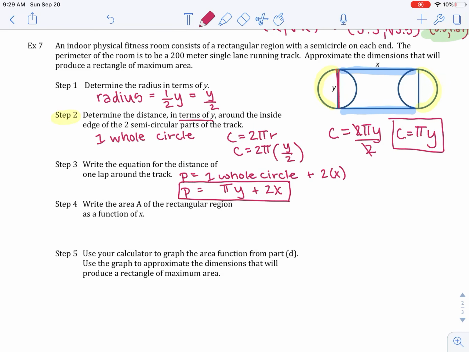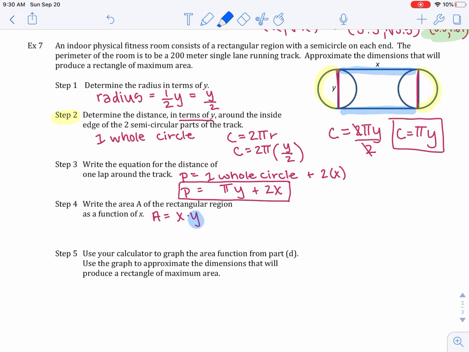Part 4 is asking, write the area of the rectangular region as a function of x. Okay, that means I can only have x variables. So area, I'm just going to write the first general part of just the rectangular, it said. So it looks like it's the blue times the diameter, right? The pink, which is a y. So I need to get rid of the y. I just want to have x's.